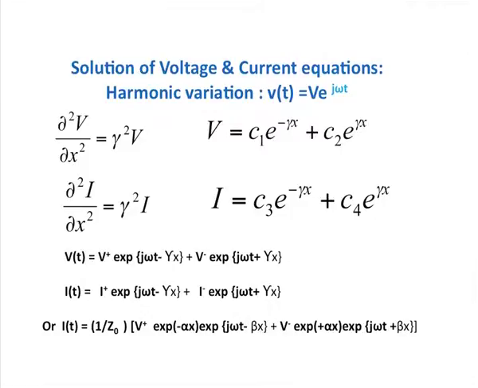These are the maximum value of the voltage times exponential of j omega t plus gamma x. Similarly, the solution of the current is given. From these expressions, we can find that the solution has two terms. The first term is j omega t minus gamma x and the second is j omega t plus gamma x. They represent two signals, one is the forward wave and the other is the backward wave.